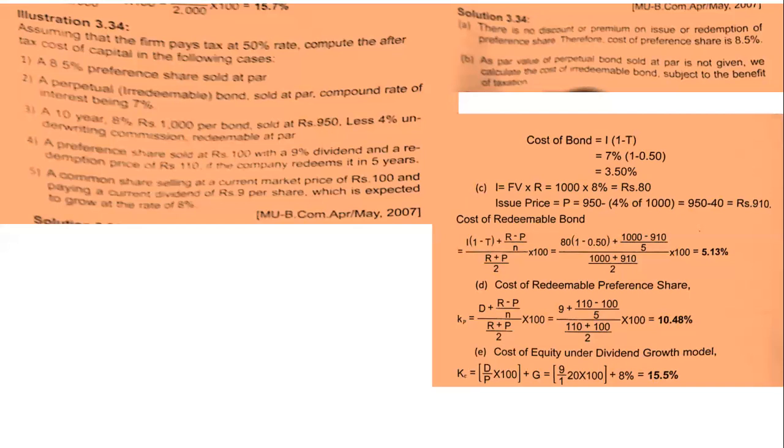Now here, cost of bond in the case of situation second. The second case here is a perpetual irredeemable bond sold at par, with a compound rate of interest of 7%. But now here the face value or redeemable value, nothing is given, right? In the case of the second situation, second issue, the cost of bond must be calculated in the following line.